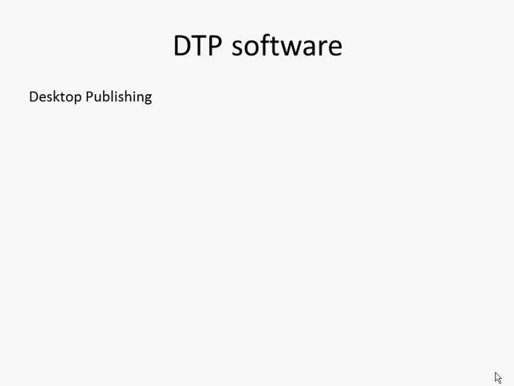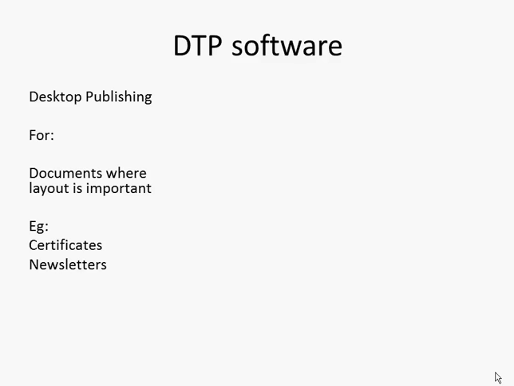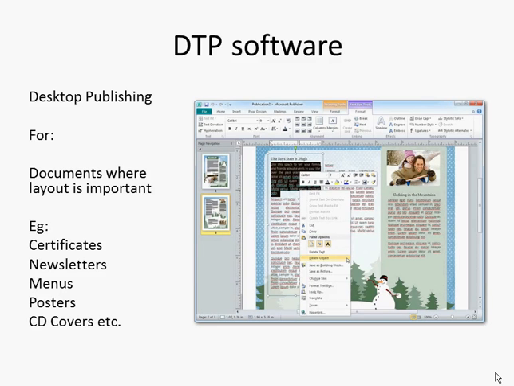DTP stands for desktop publishing, and we use this sort of software to create documents where layout is of vital importance. So it could be something like a certificate, a newsletter, a menu, a poster, a CD cover, and there are many more. And Microsoft Publisher is a well-known piece of DTP software.